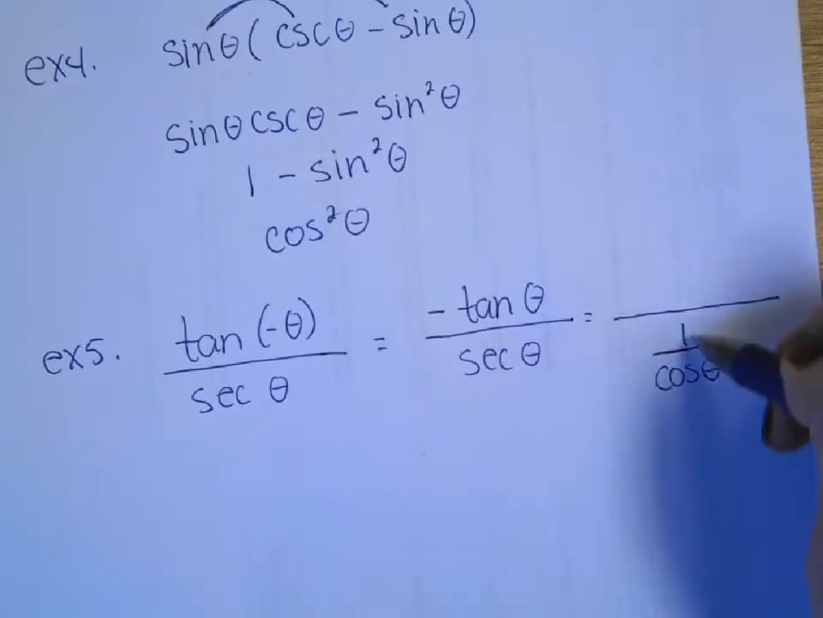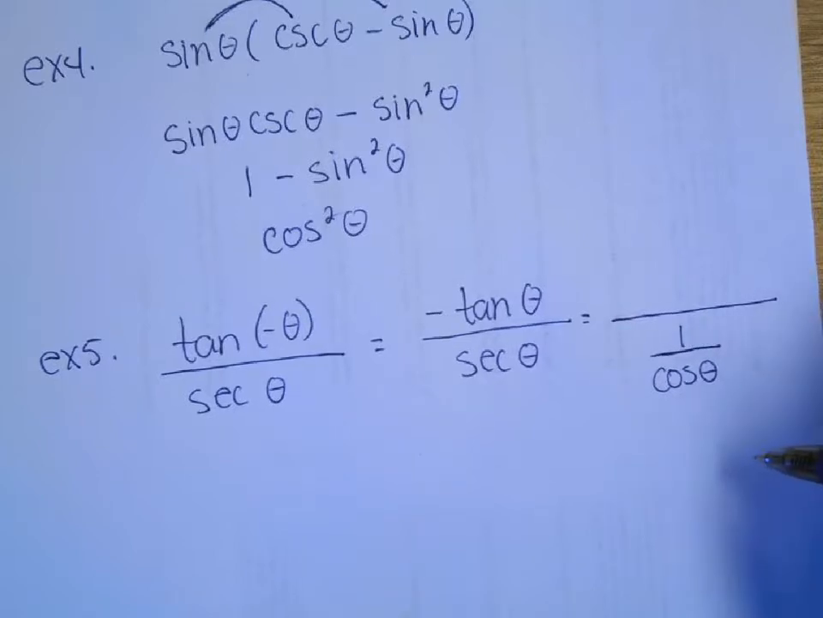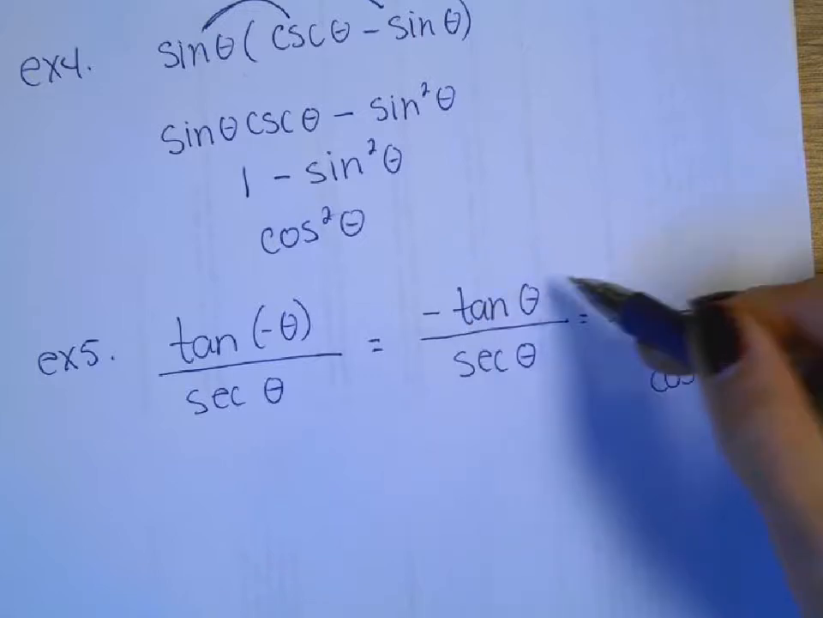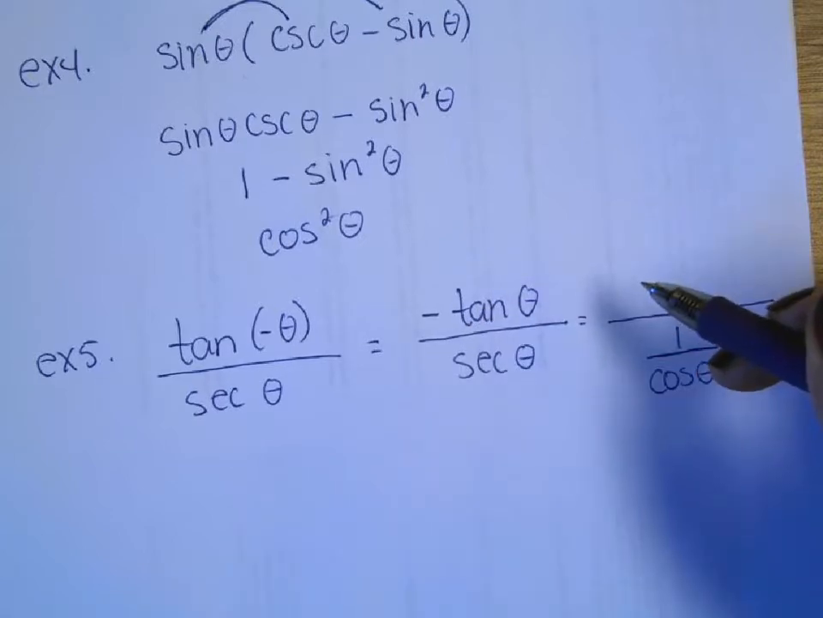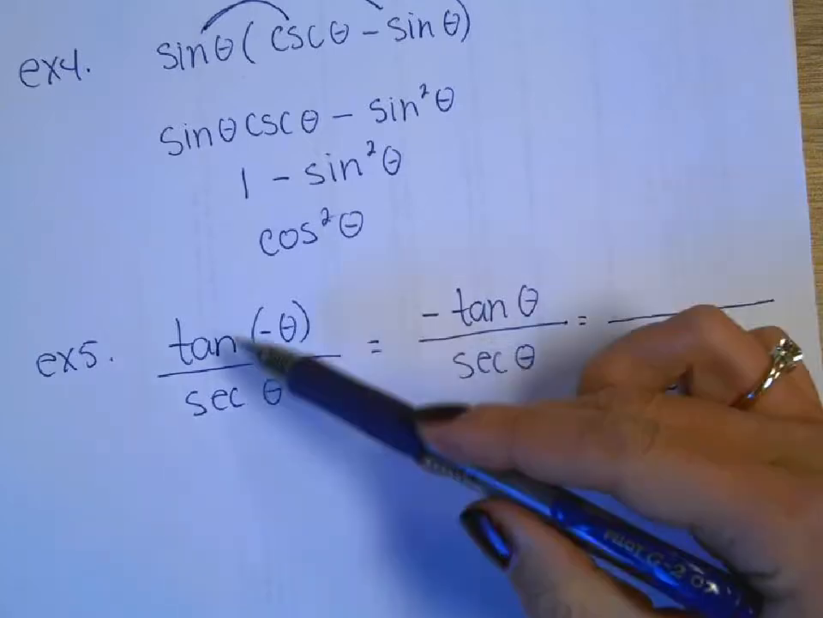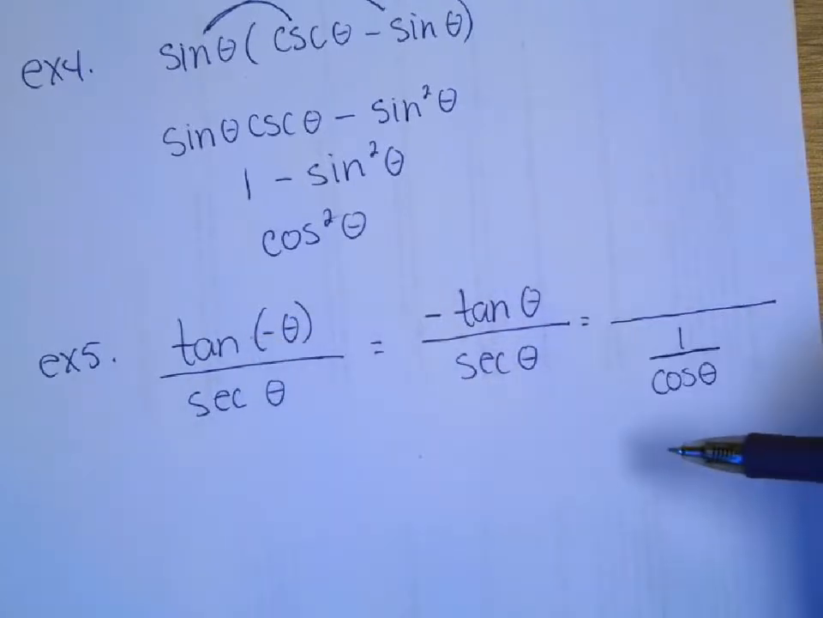I just switched secant to 1 over cosine. Why did you move it over there? Is negative tan theta the one on top of that? Yep. What am I going to switch negative tan theta to? Austin? Nope. That went right back to where I started. Just kidding, I don't want to go back where I started. Ignore me.